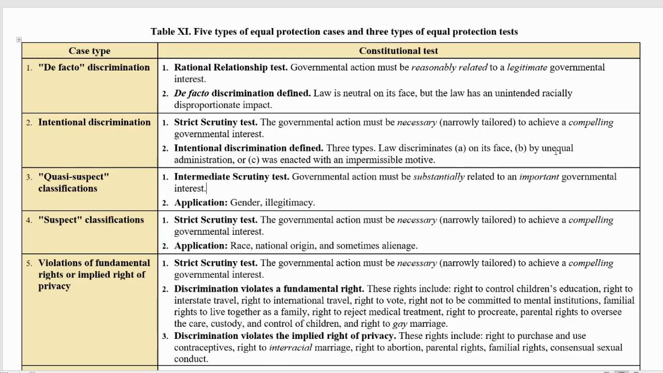So that happens too. So I realize that you're reading this in your textbook, and you'll see these standards of review or these tests come up. But I wanted just to take a minute to point that out. It really is important that you look at the definition. And when you see strict, you think compelling. When you see intermediate, you think important. And then rational relationship, I mean, if it's got a rational basis, it's reasonably or rationally related to a legitimate government interest, it's going to win. It's very hard for the plaintiff to win on those. It's very easy for the government.